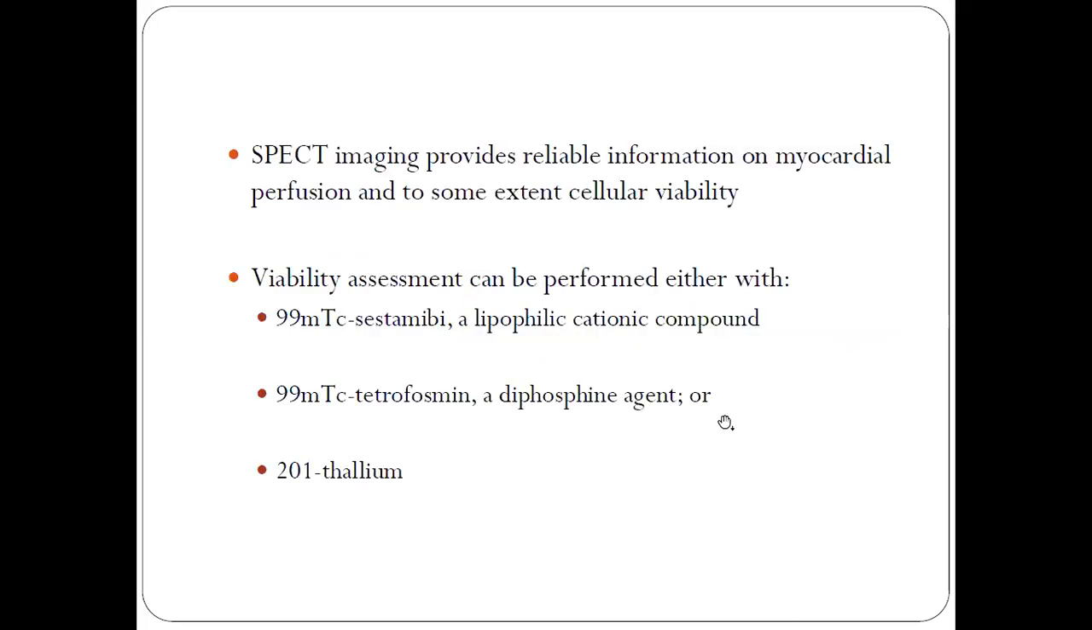Going to SPECT. SPECT imaging provides reliable information on myocardial perfusion and, to some extent, cellular viability. So basically this assesses the myocardial perfusion. Viability assessment can be performed either with 99m technetium sestamibi or technetium tetrofosmin, or with thallium-201.